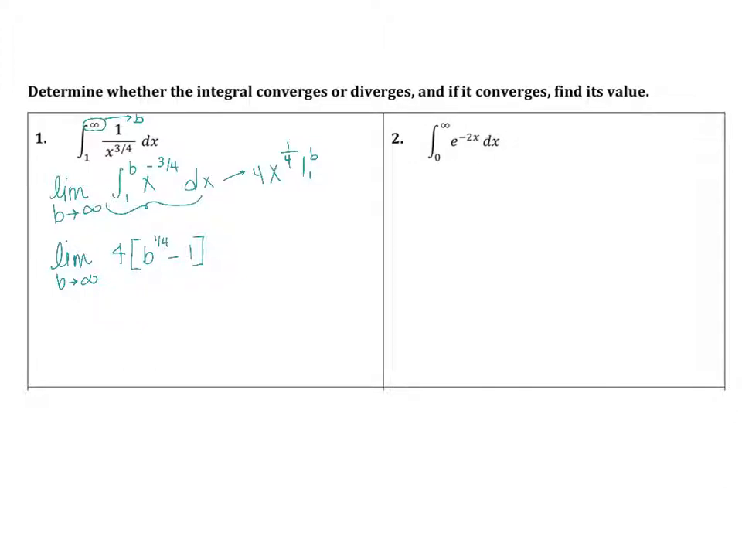And so notice if I let b be infinity, then that's going to grow without bound. So this is all going to tend toward infinity, and therefore this is going to diverge.